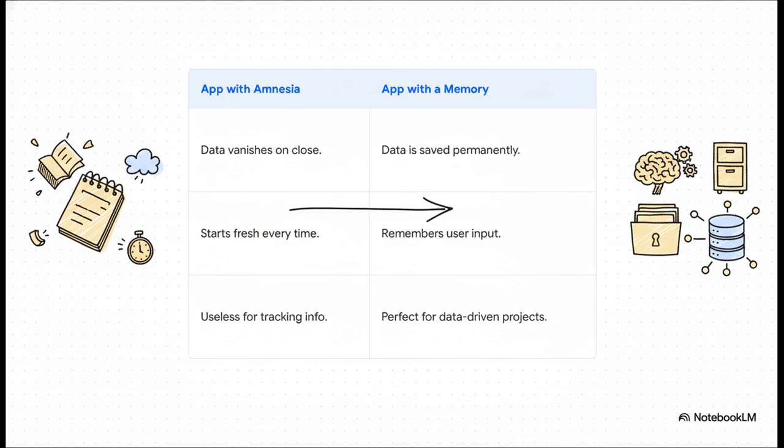And this slide right here gets to the very heart of the problem. On the left, you've got that app with amnesia. It's basically just a temporary scratch pad. But on the right, you have an app with a real memory, one that's powered by a database. It saves your work, it remembers what you did last time, and it's absolutely essential for any project that needs to actually track information over time.